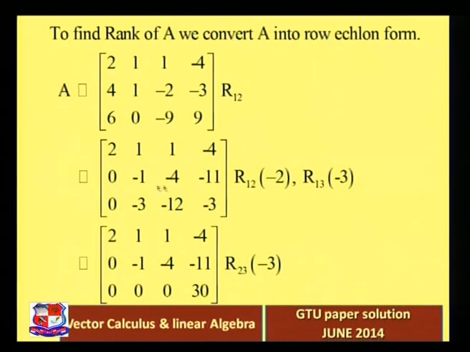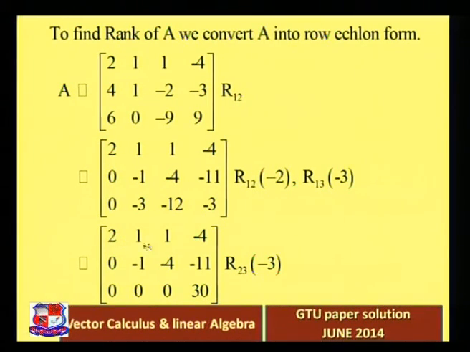Next process, we are multiplying the second row with minus 3 and adding into the third row. So the first and second rows are as they are: 2, 1, 1, minus 4, and 0, minus 1, minus 4, minus 11. And the third row is now 0, 0, 0, 30, right?